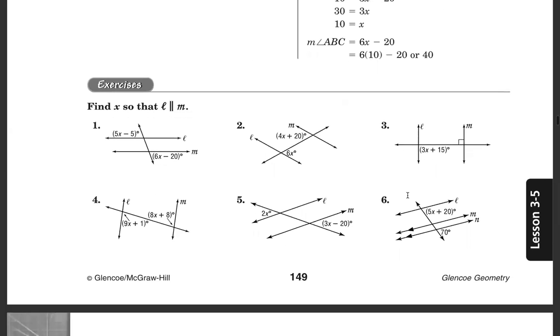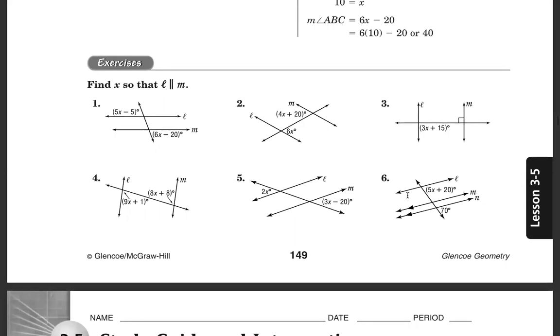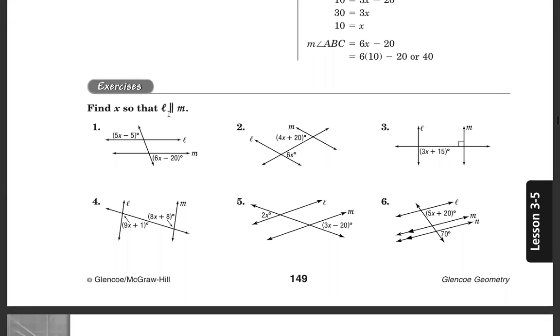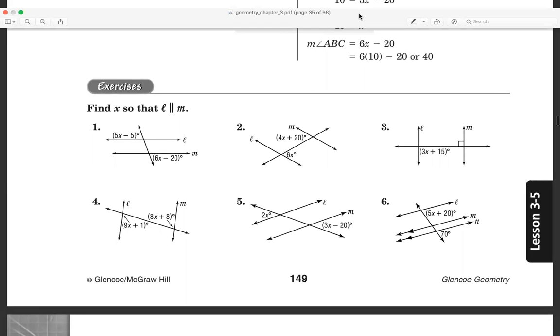Okay, so for example here, let's answer some of the numbers here. Let's say number 1. Okay, number 1. What's the relationship between the one with 5x minus 5 and the one with 6x minus 20?